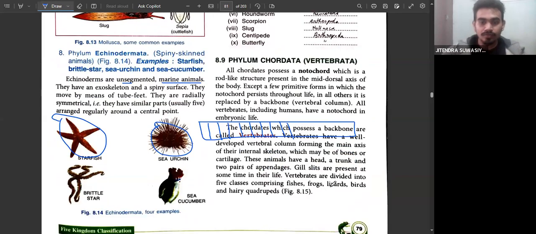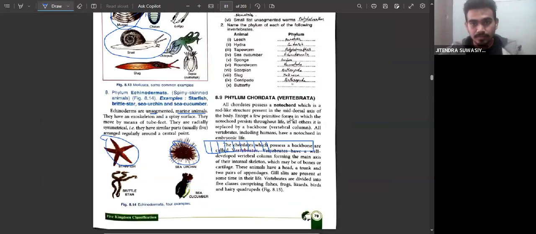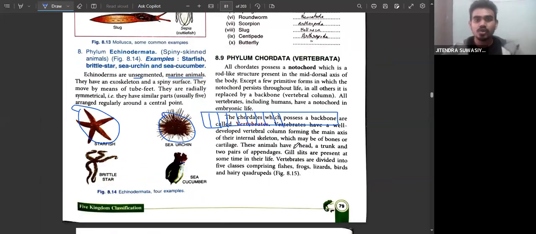Let's talk about the phylum Chordata, that is vertebrata. So we generally know, according to the bone structure, that there are vertebrata and invertebrata. Okay, so all Chordata possess a notochord, right? Notochord is a rod-like structure present in the mid-dorsal axis of the body, except in a few primitive forms in which the notochord persists throughout life. In all others, it is replaced by a backbone, the vertebral column. That vertebral column supports our body to stand in place.